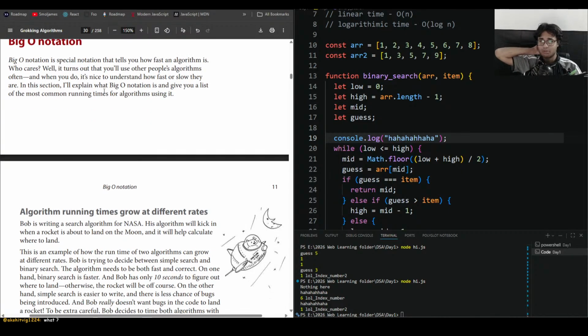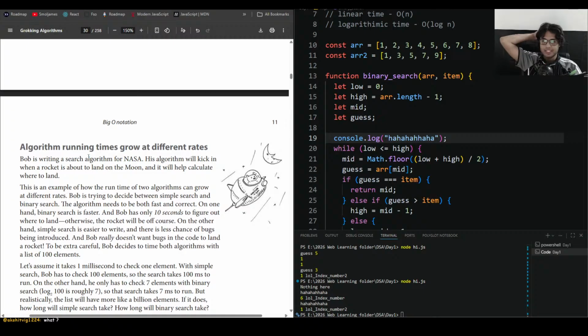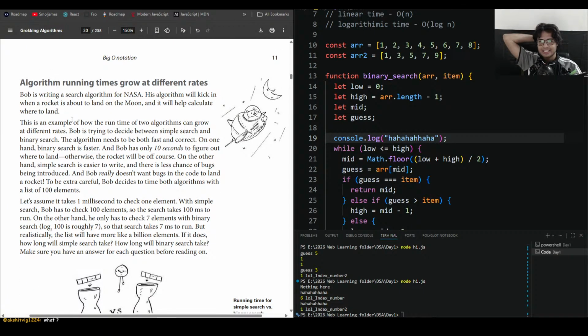I'll explain what big O notation is and give you a list of the most common running times for algorithms using it. Algorithm running times grow at different rates. Bob is writing a search algorithm for NASA. His algorithm will kick in when a rocket is about to land on the moon, and it will help calculate where to land.